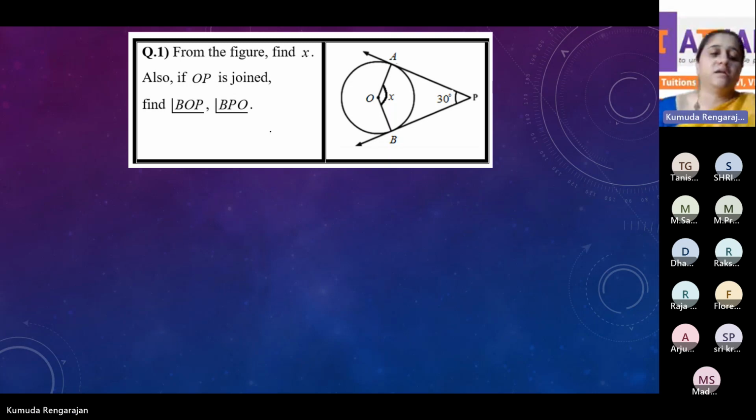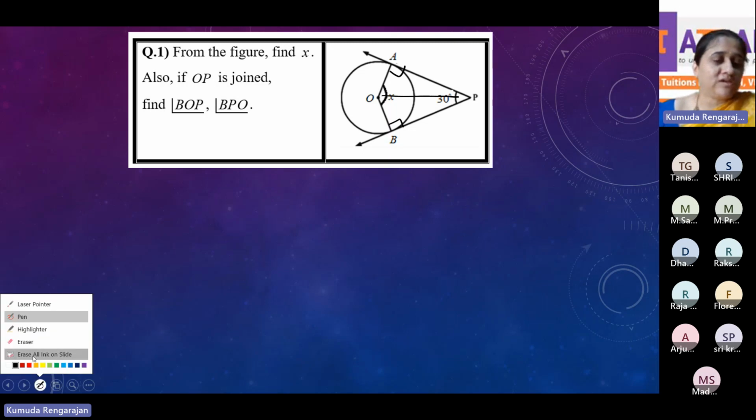Okay, I hope that's clear to all of you. So AOBP is a cyclic quadrilateral. We have proved that it's a cyclic quadrilateral. How did we prove that? Because as Rakshita mentioned, the 90 degrees here. So by angle sum property, you will find that the sum of these two angles is 180.